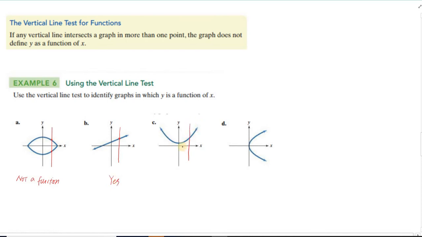And then for this, we can do the vertical line test everywhere. I'm just doing one of them. So here we intersect once, then we say yes, it's a function. Then, another vertical line test. So we have 2 intersections, and then we say this is not a function.